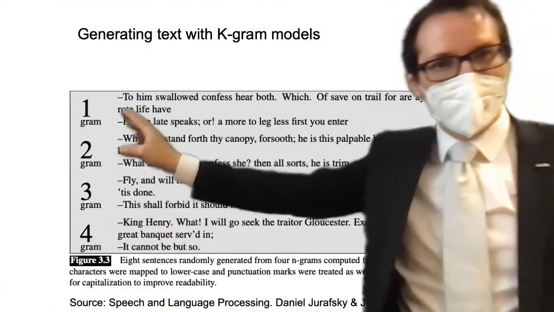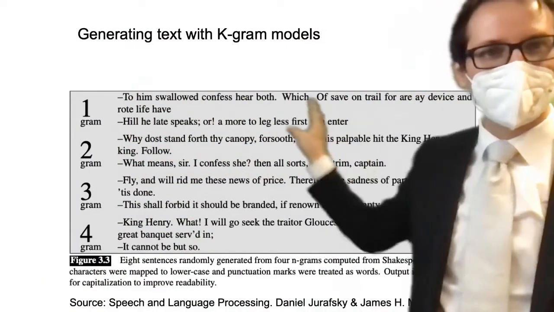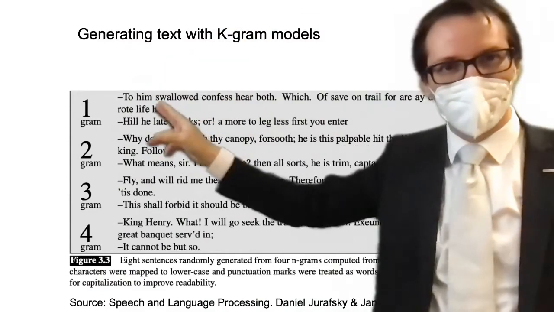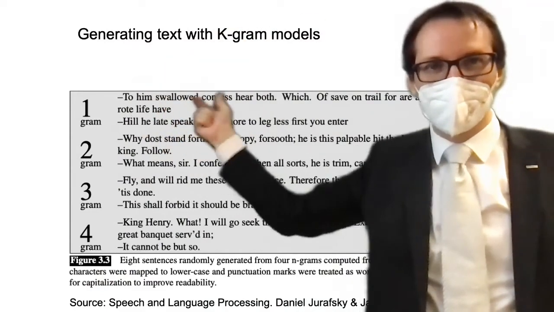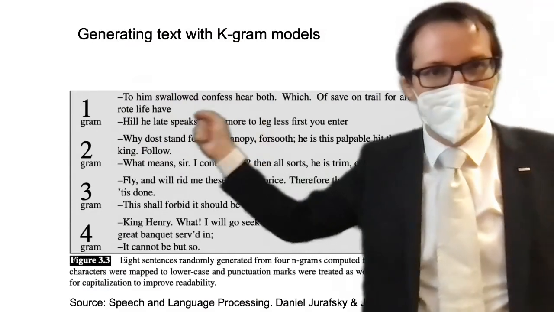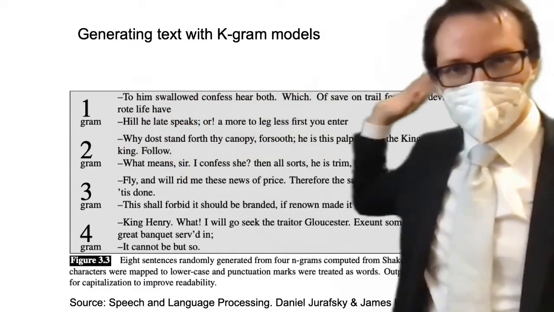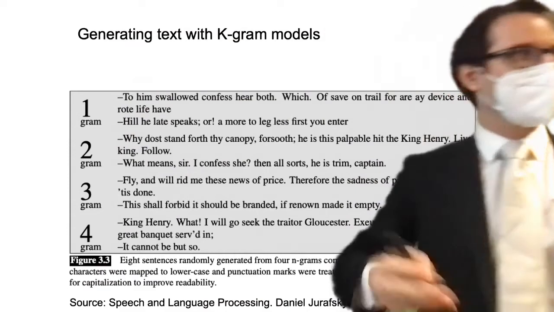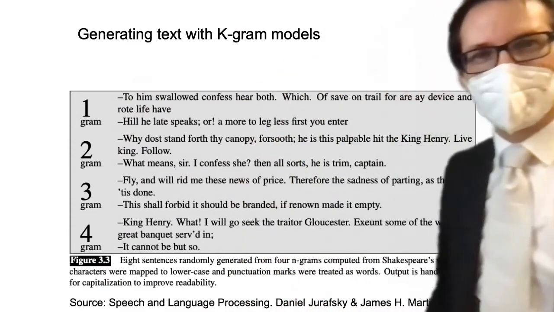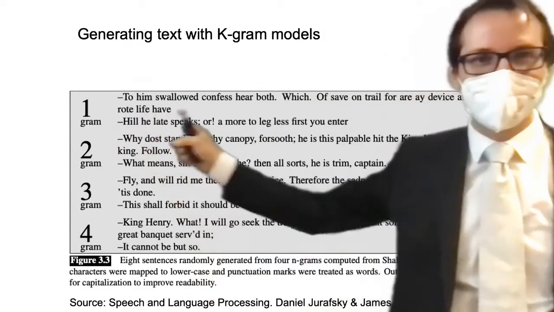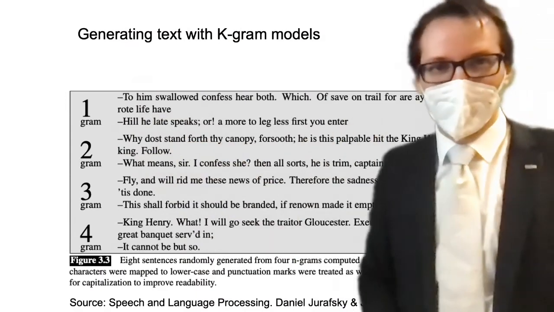So you see with 1-grams, this is really like the bag of words thing, like it's just dropping words without any consistency. There is no link between the words because we have no memory. "To him, swallowed, confess here, both which of save on tray." I can try to do it like a theatrical accent, but I'm still not going to make any sense, right? Because this is unigram.